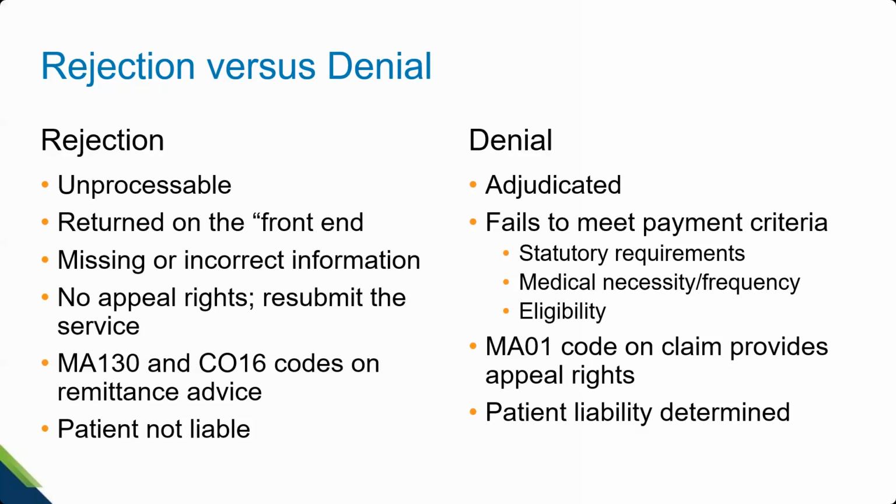When you receive notification of a rejection, there will be specific remittance advice remark codes that appear on the remittance advice. An MA130 is a remittance advice remark code that tells you that your claim contains incomplete or invalid information and that no appeal rights are afforded because that claim is unprocessable. It also tells you to please submit a new claim with the correct or the complete information.